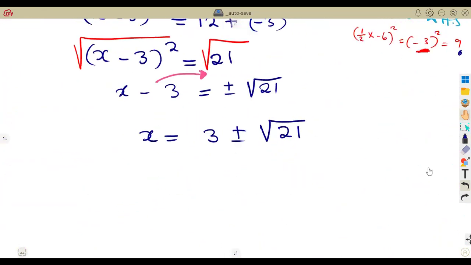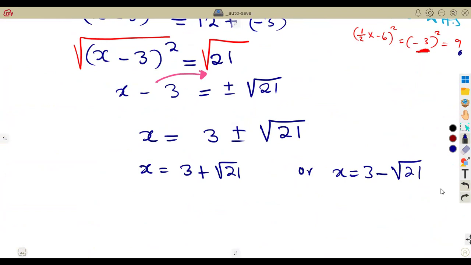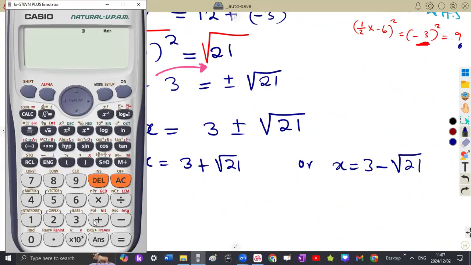The question says to give the answer where possible to 2 decimal places. If the answer is in surd form, x can be written as 3 plus or minus the square root of 21. In surd form, you're done. But because they want these answers to 2 decimal places, you can use your calculator thereafter to simplify that. So let's add 3 plus the square root of 21. Then we're going to change this to a decimal. As you have your answer, it will be given in that same format. Change this to a decimal. That's 7,758 to 2 decimal places.